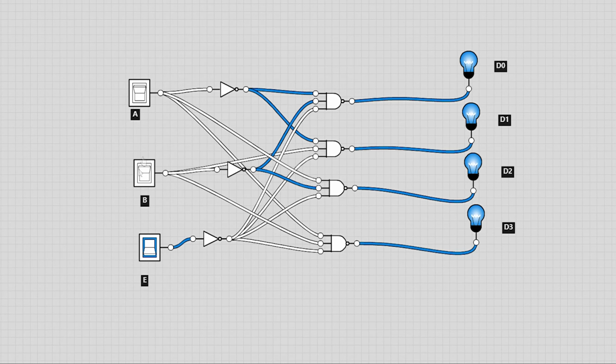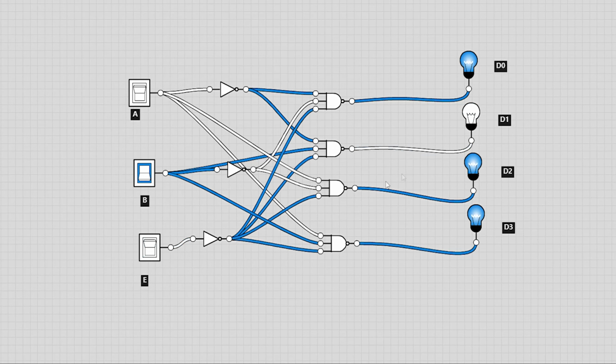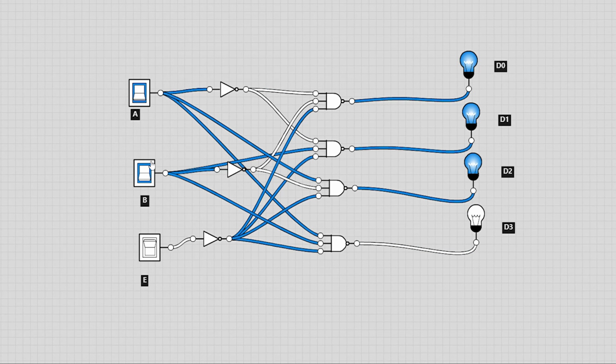When the input B is 1 and all the other inputs are 0, the output D1 is 0 and all the other outputs are 1. When the input A is 1 and all the other inputs are 0, D2 is 0 and all the other outputs are 1. When the inputs A and B are 1, the output D3 is 0 and all the other outputs are 1. That's it.